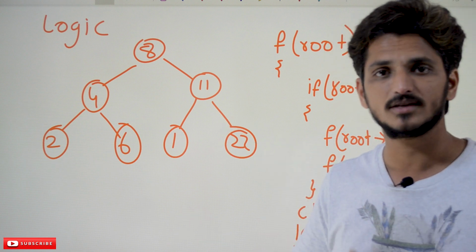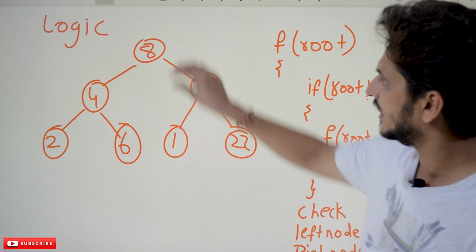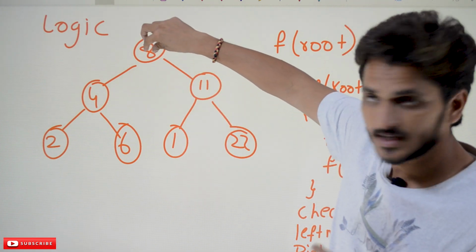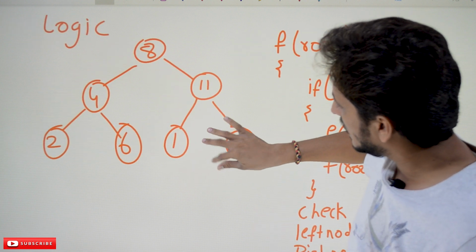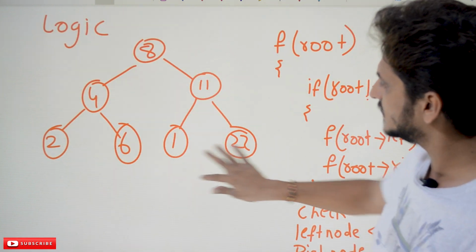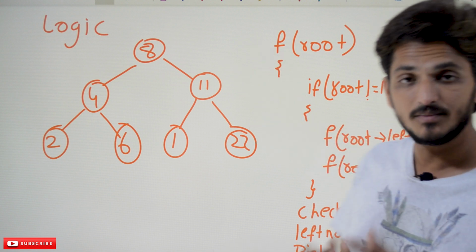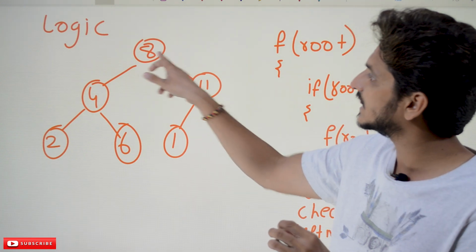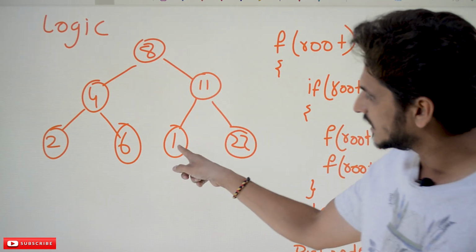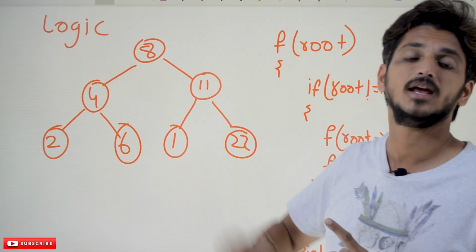Why is it not a binary search tree? Understand it. When you check the condition at 8, the elements present in this entire right subtree should always be greater than 8. But what is this element? 1, which is less than 8.